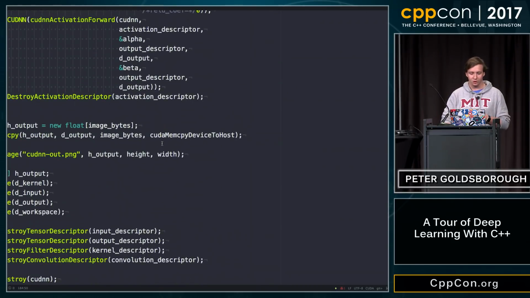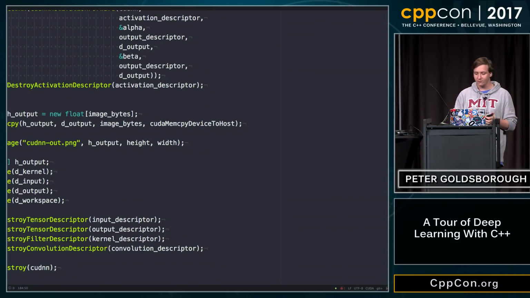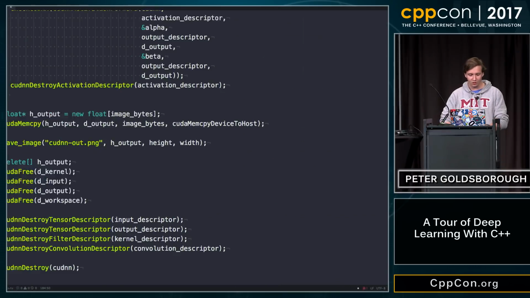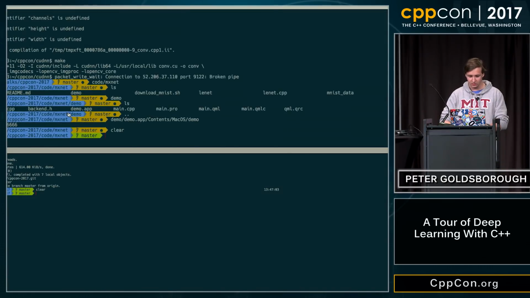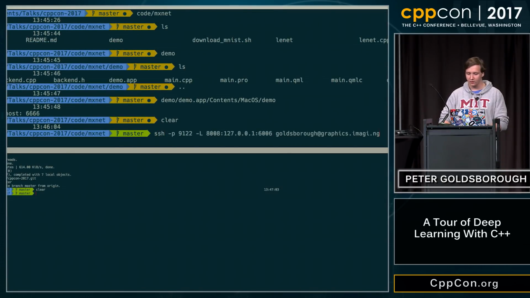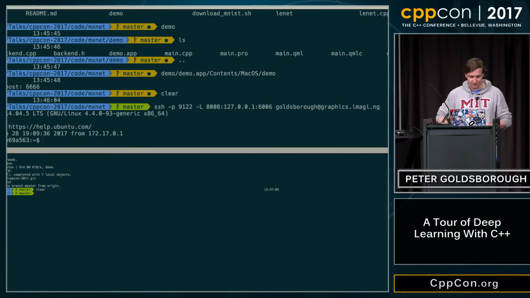Then we copy it to the output. We're using CUDA memcpy. So this is CUDA, by the way. I put all my code open source, but this won't run on your CPU if you don't have an NVIDIA GPU. But then we save the image. And now I'm going to switch over here, and I can log into my lab cluster.